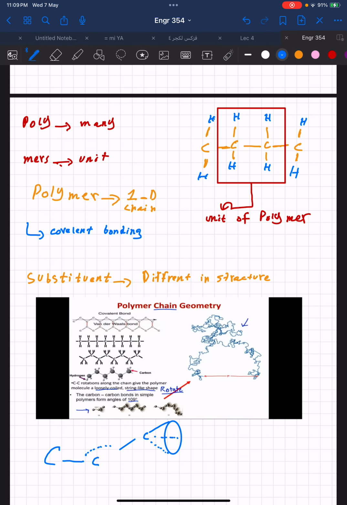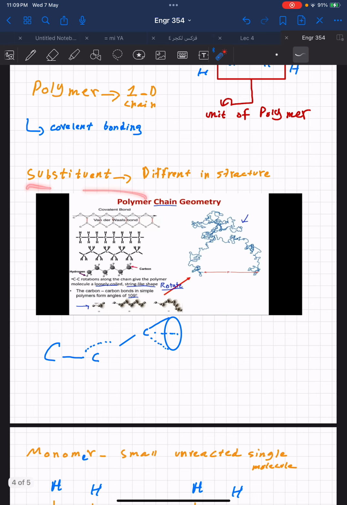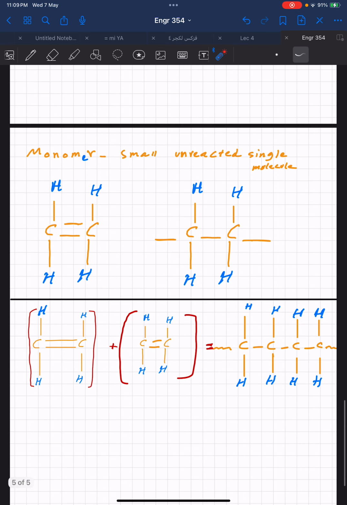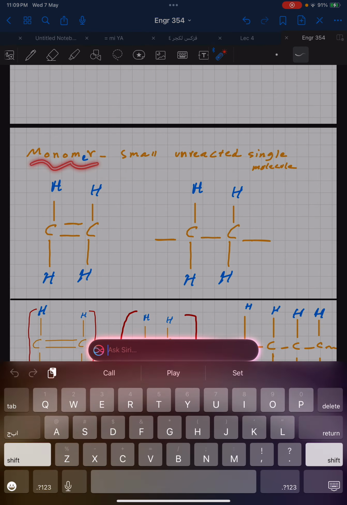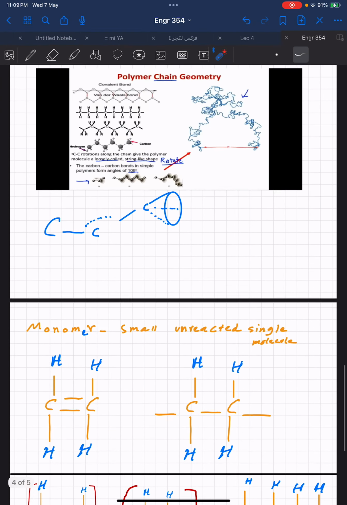So, hello guys. Basically, here I'm gonna explain what is a polymer and what does mer mean, what does substantial mean, why do we have this shape, what are these exactly, and what does monomer mean.